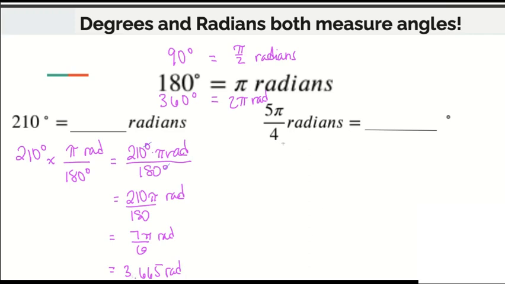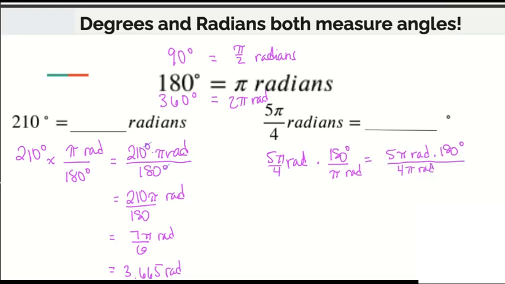So let's go the opposite direction now. Suppose I want to take 5 pi fourths radians and I want to turn that into degrees. I'm still going to multiply by the same conversion factor, but this time, since I want my answer to be in degrees, I'm going to put the degree measure, 180 degrees, on the top and pi radians in the denominator. Now, I will show more work on this one than maybe I need to, but I think it's helpful at first. So this would be 5 pi radians times 180 degrees over 4 pi radians.